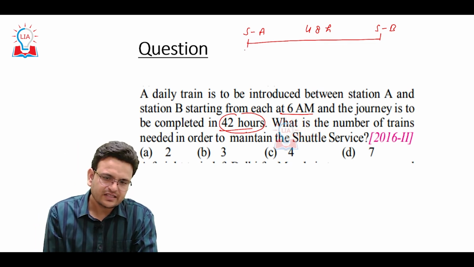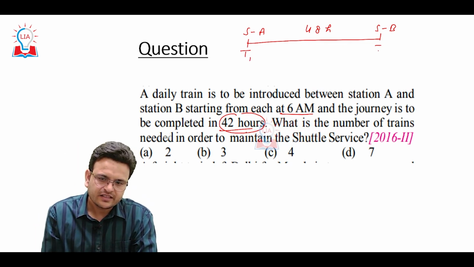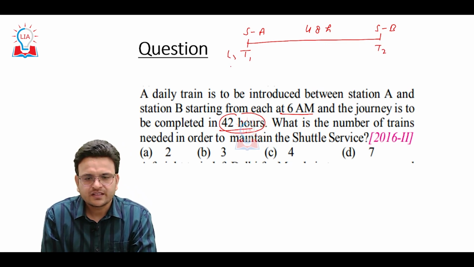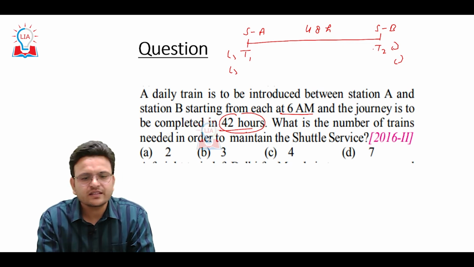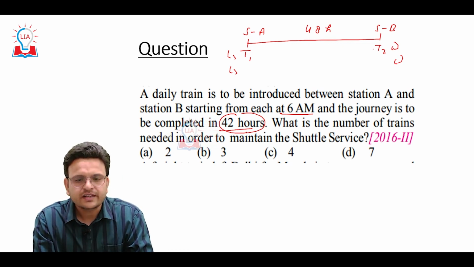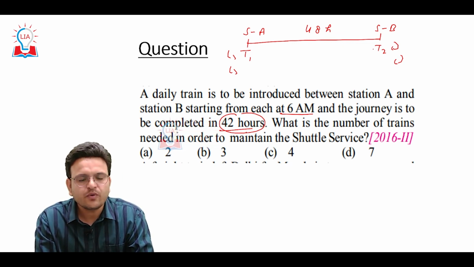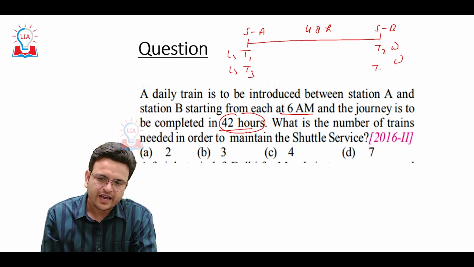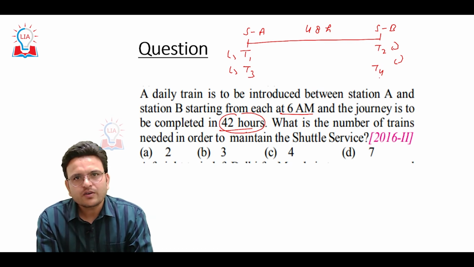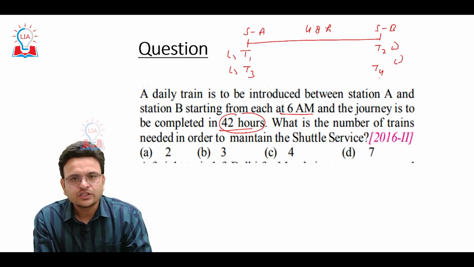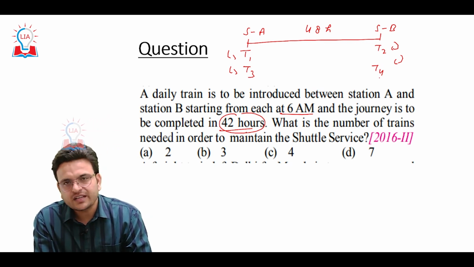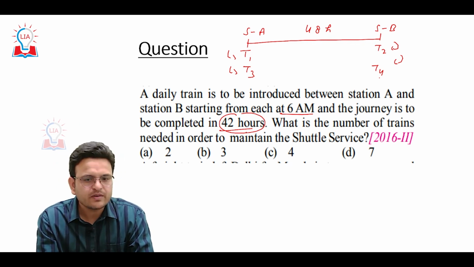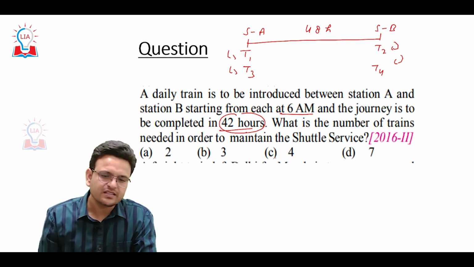So here we can consider train 1 is started, train 2 is started for the next day also, because the train will take how much time? Trains are completing this journey in 42 hours. For the next day also we need one more train, and we need one more train. So overall four trains are needed to complete this journey, and every day a train will be available from station A also and station B also.